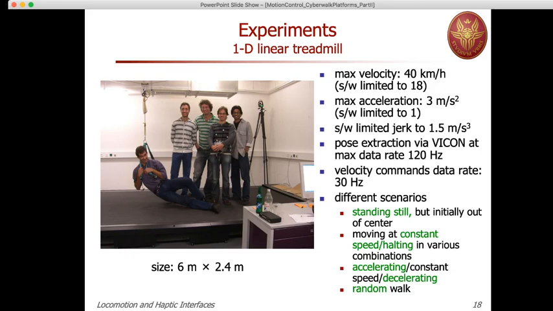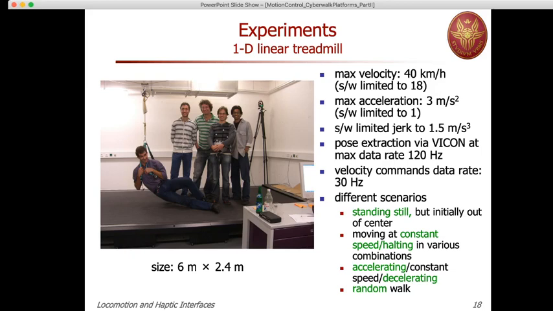But in fact, by software, this was limited to 18 kilometers per hour. It also has a maximum acceleration, which can reach up to 3 meters per second squared, so much higher than the final omnidirectional platform that we have seen, the two-dimensional platform. Remember that we reached there 1.4, 1.7 meters per second squared. Here, by software, we limited this maximum acceleration to 1 meter per second squared.